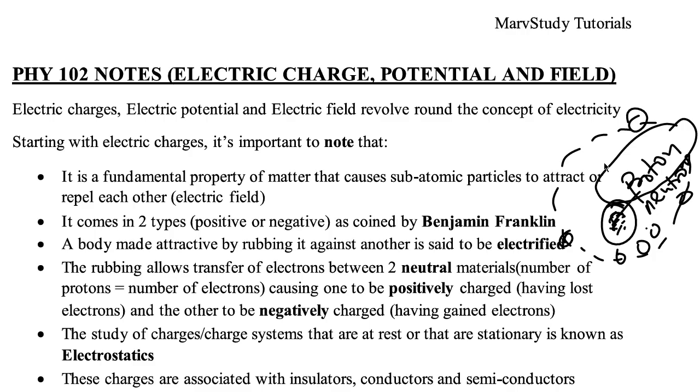So by the time these particles are rubbed together, there's now a transfer of electrons. So maybe if this one had 5 electrons, it may now give out some electrons to the other, so it now becomes maybe 4 electrons. You can now see that at that point the number of electrons in the one that transferred will not be equal to the number of protons that are confined in the nucleus, causing one to be positively charged, having lost electrons, and the other to be negatively charged, having gained electrons. So we can therefore say that when an atom loses electrons it is positively charged, and when the other gains, it becomes negatively charged.